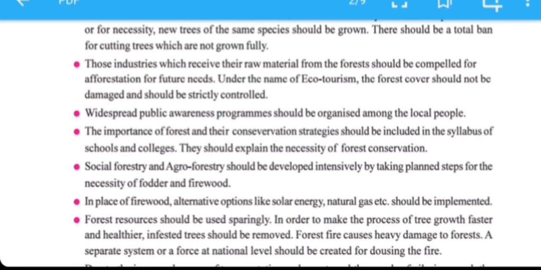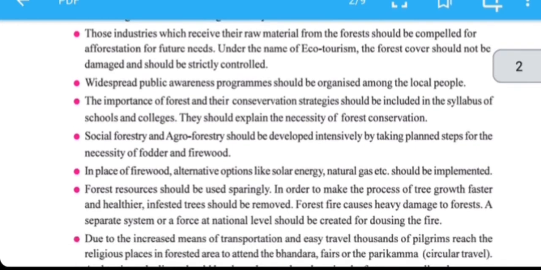Under the name of ecotourism: nowadays tourism is very common because of transportation, and due to this people are taking undue advantage. They are throwing plastic and garbage over the forested areas. Ecotourism means the garbage should be disposed of in a proper place, so that it does not affect the forest.